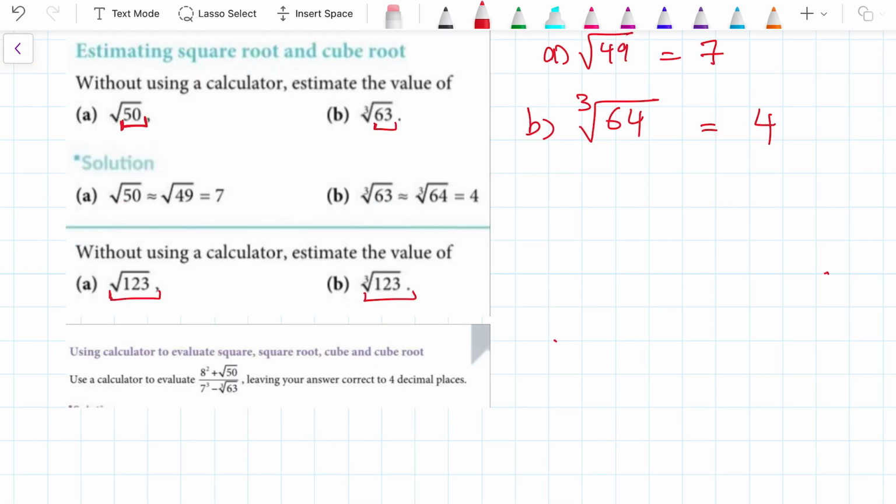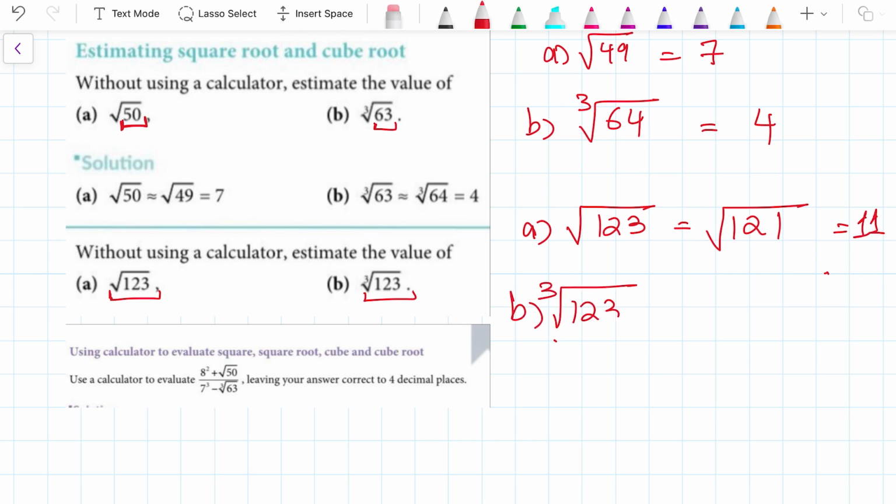Okay, in the second question it says, without using a calculator, estimate the value of square root 123. Square root 123 is very close to square root 121, which is 11. Cube root 123 is very close to cube root 125, which is 5.